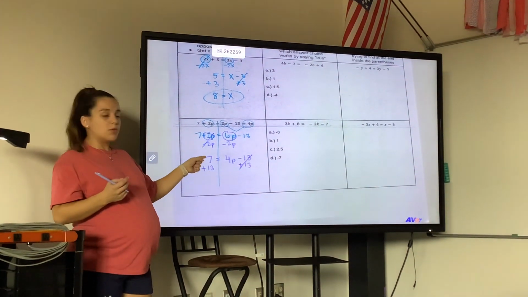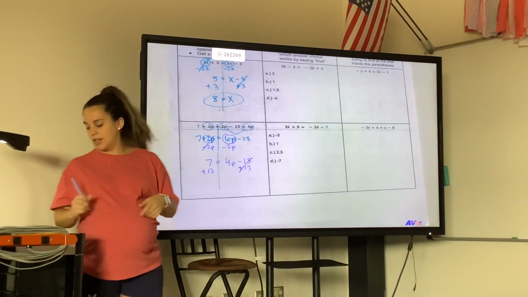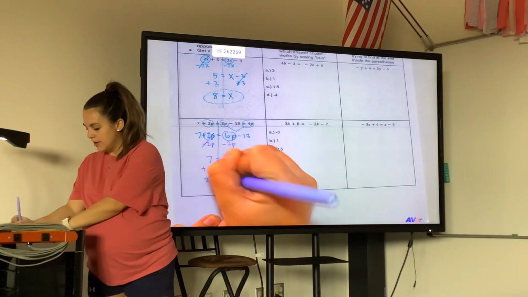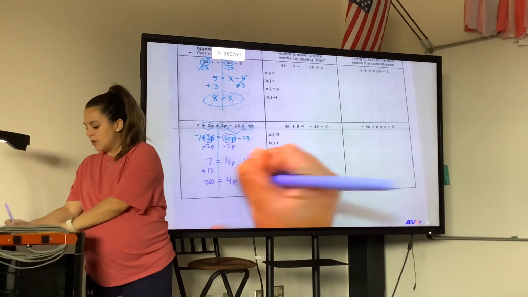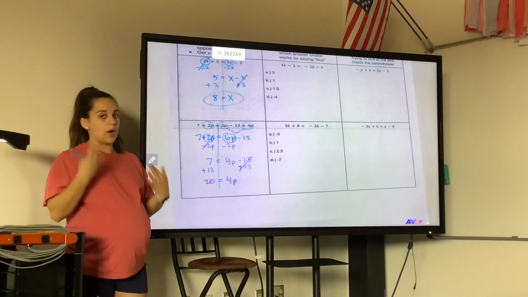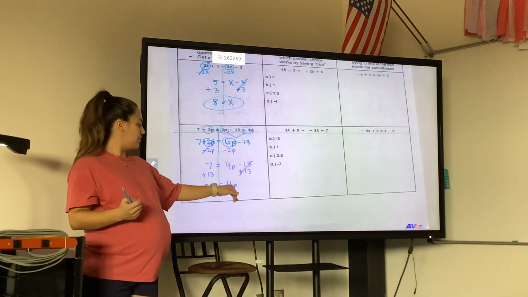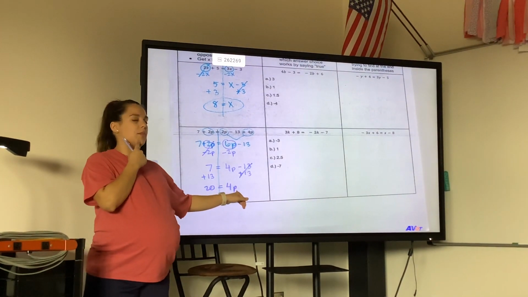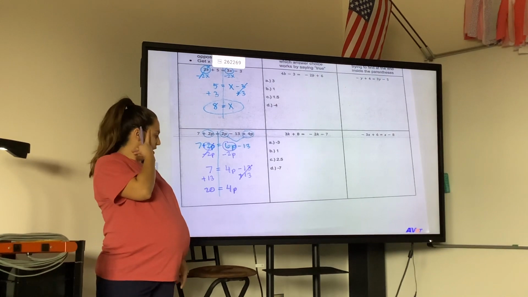However, over here is an actual math problem. 7 plus 13 equals 20. So I'm left with 20 equals 4p. Now at this point, you have a little one-step equation left. You could probably figure it out. 20 equals 4 times some mystery number. So you might think about what that is in your head.